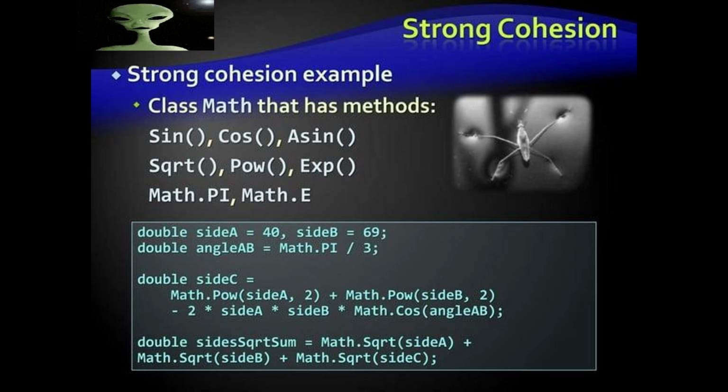Strong cohesion. The Math class has the methods sine, cosine, arcsine, square root, power, exponent, Math.PI, that pi thing again, Math.E. We also have e on Planet Zeeble, but it's z. Euler's number. All of these methods are related to the concept of mathematics.